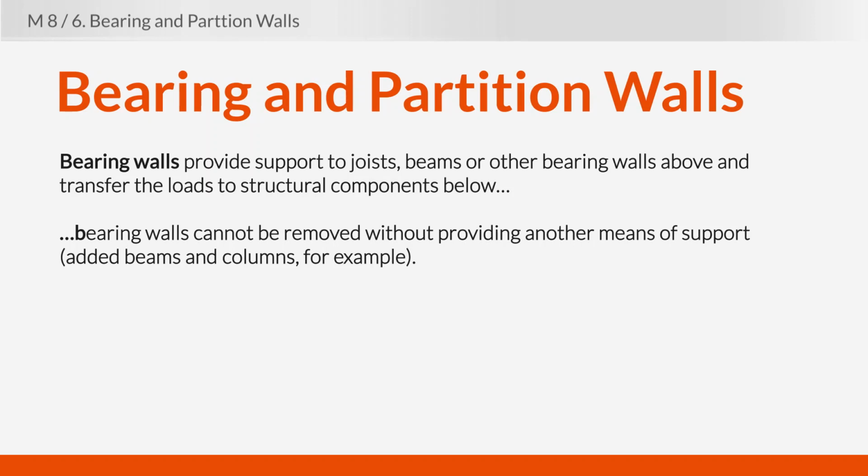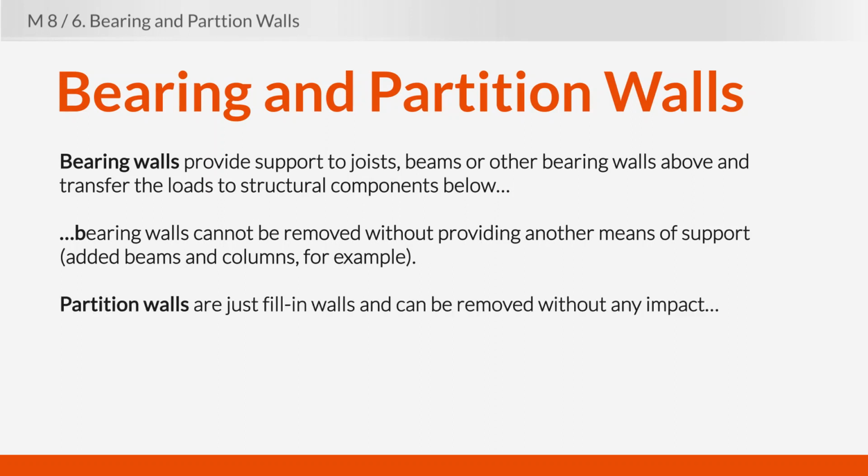On the other hand, partition walls are just fill-in walls just to form rooms, basically. They can be removed without any impact, similar to an office cubicle partition. So if your client starts asking you about walls in a house, they might say, "Hey, can we take this wall out between these bedrooms and make it a larger room?" Maybe, maybe not. Someone's going to have to determine if it's a bearing wall or a partition wall.